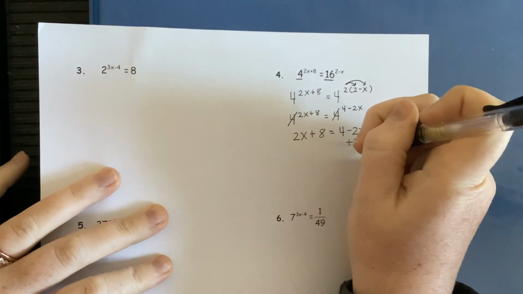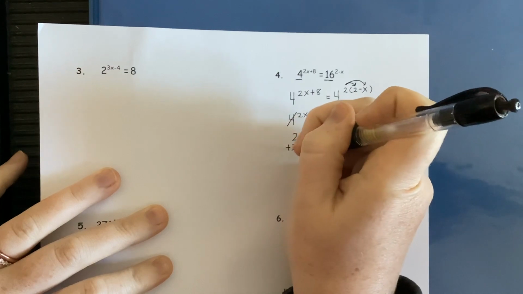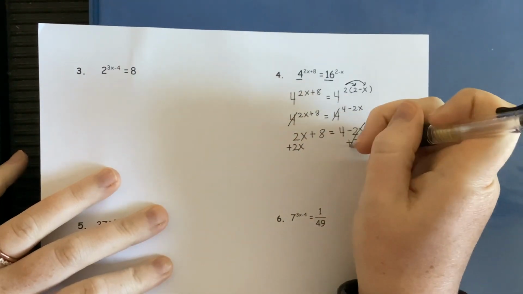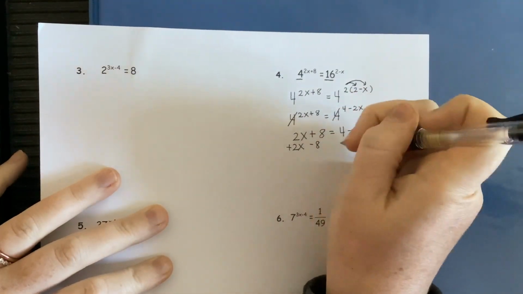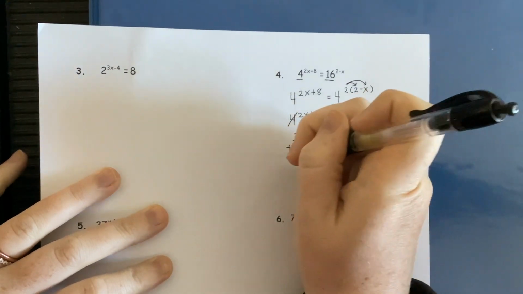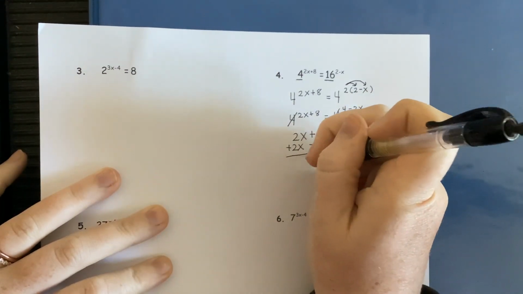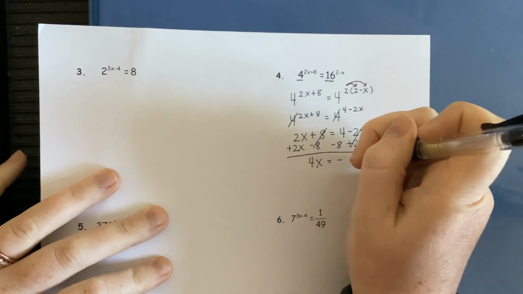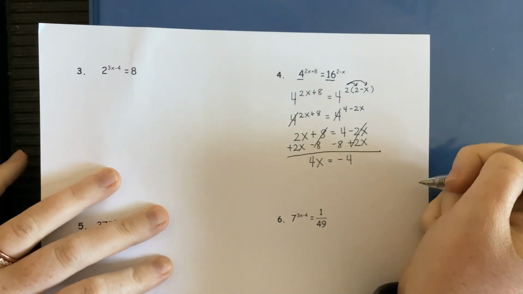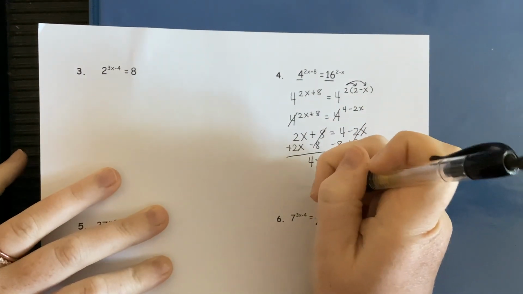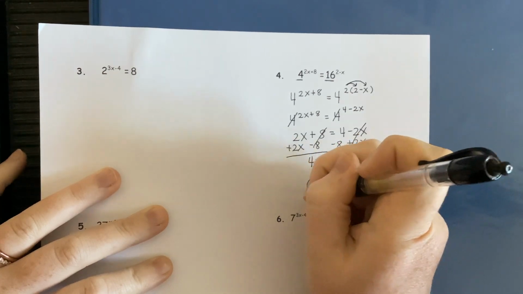So I'm going to add 2x. If I move the x's to the left, I'm going to subtract 8, and move the numbers to the right. So I'm going to have 4x is equal to negative 4. Divide by 4, and I'm going to get that x is equal to negative 1.